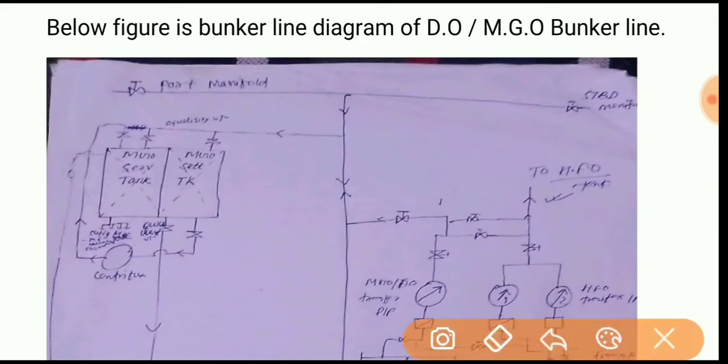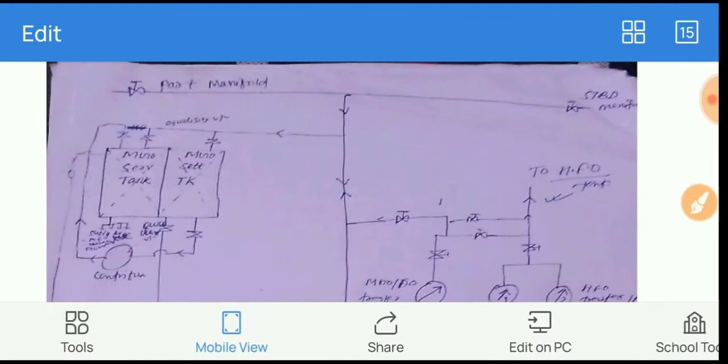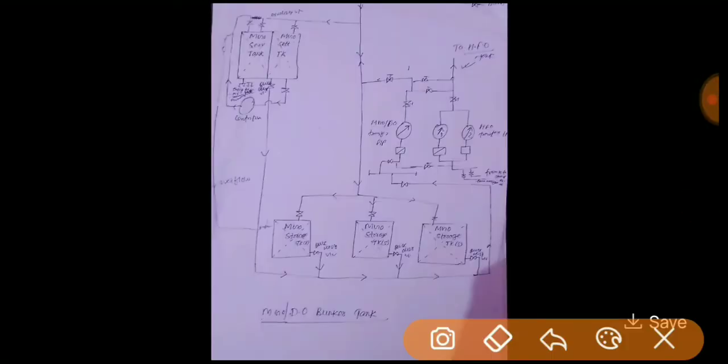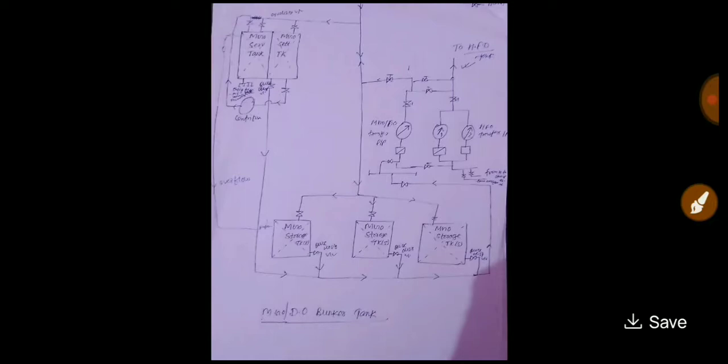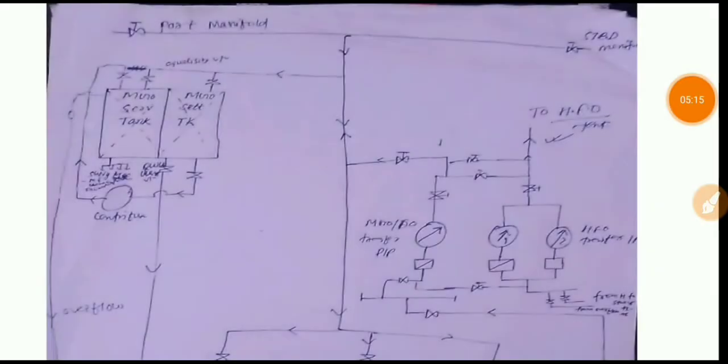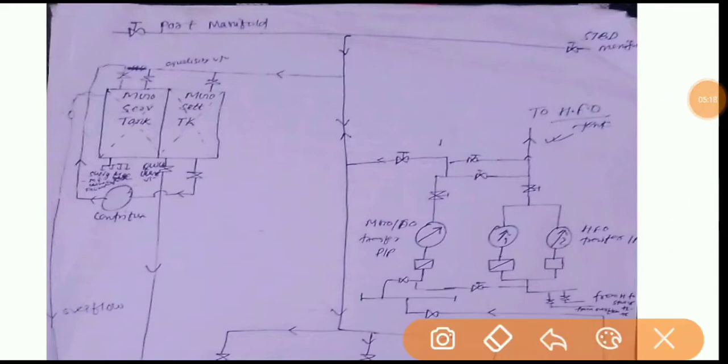But why is there one line given from the bunker line? It is for equalizing. This line is given for equalization. There is also one line given to the settling tank. We have three bunker storage tanks, but according to need, we can transfer fuel into the settling tank, and this is also used for equalization.